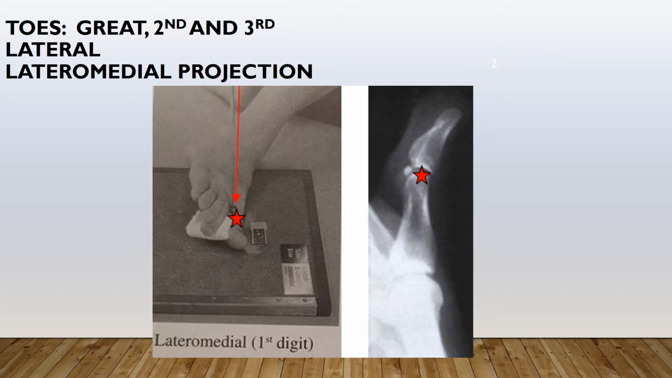When I'm taking a look at my image, I want to make sure that I have the entire digit and minimum of 1/2 of the affected metatarsal in the collimated field, and I want to make sure that there are sharp cortical margins and bony trabecula.